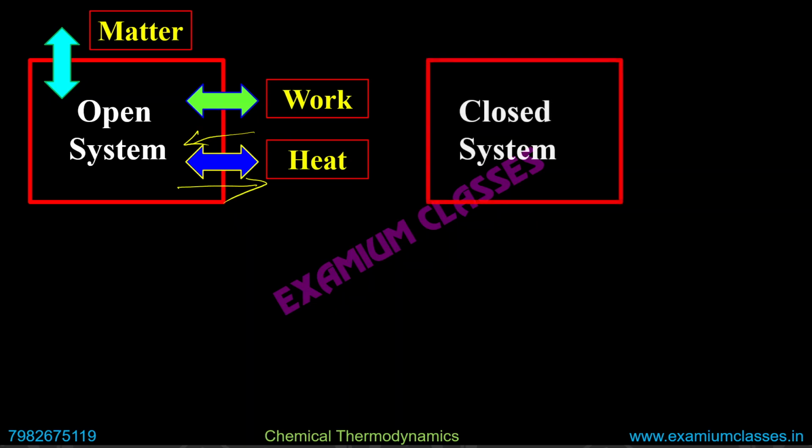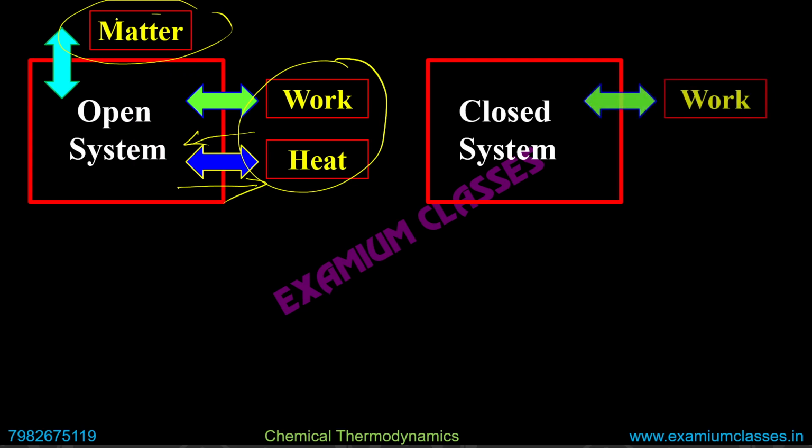reaction. Then the closed system. In a closed system, these two will be there, but matter cannot get transferred. It is closed, so that's why matter cannot get transferred. The other two will be there. So work can be done on the system or by the system. Heat can get transferred into the system or can go out of the system.